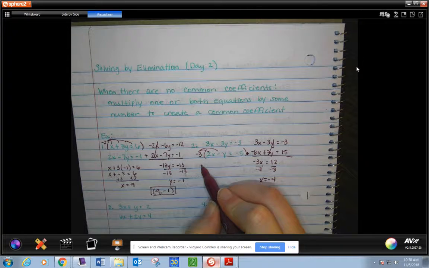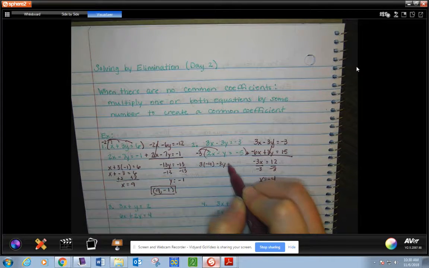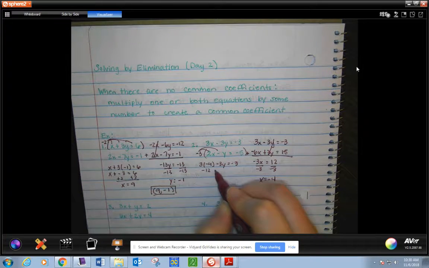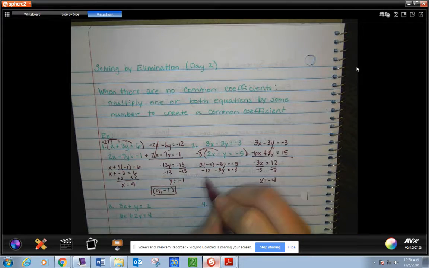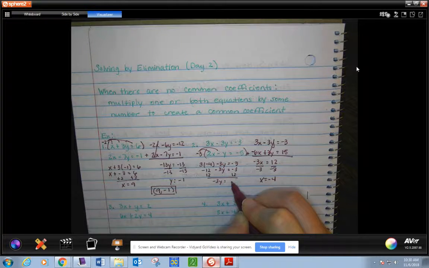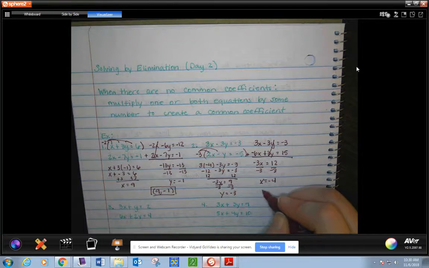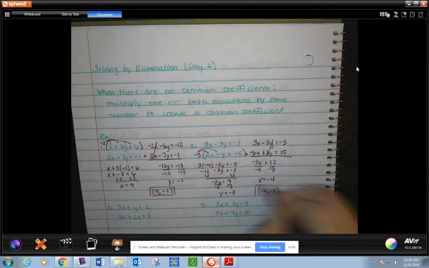And I'm going to do 3 times negative 4 minus 3y equals negative 3. Well, 3 times negative 4 is negative 12. So negative 12 minus 3y equals negative 3. I'm going to add my 12. I get negative 3y equals 9. I'm going to divide by negative 3, and I get y equals negative 3. To finish my solution, I must write it as an ordered pair, so x always comes first. We get negative 4, negative 3.